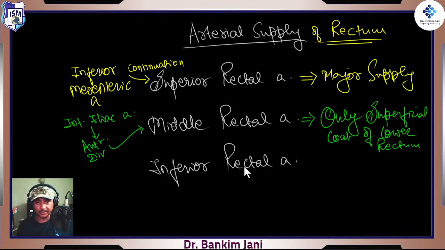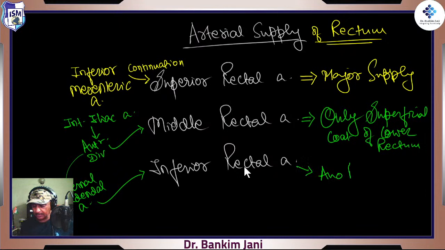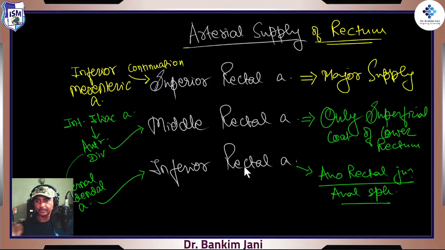What about inferior rectal artery? See, there is one branch of the anterior division of internal iliac artery, which is called the internal pudendal artery. This internal pudendal is as such a very important artery as it is supplying so many pelvic organs. And the branch of it is the inferior rectal artery, and this would be supplying the anorectal junction, right? Anal sphincter, that would be supplied.